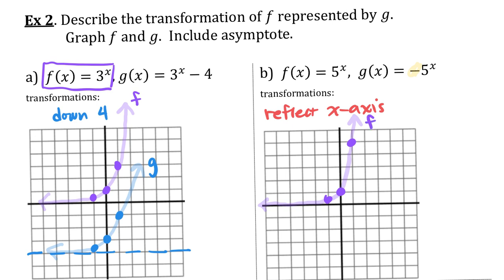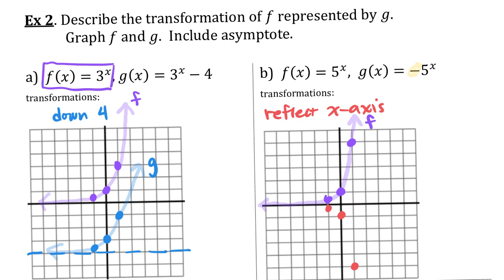Okay, I want to reflect the x-axis. If I reflect the x-axis, this asymptote does not move. It is the x-axis, so it stays right there. But the points are going to move. So instead of going 0 up 1, I'm going to go 0 down 1. Okay, when I plugged in 1, I got 5. Instead of going up 5, I'm going to go down 5. 1, 2, 3, 4, 5. Okay, when I plugged in -1, I got positive 1/5. Instead of going up 1/5, I'm going to go down 1/5, and I'm going to get something like this.